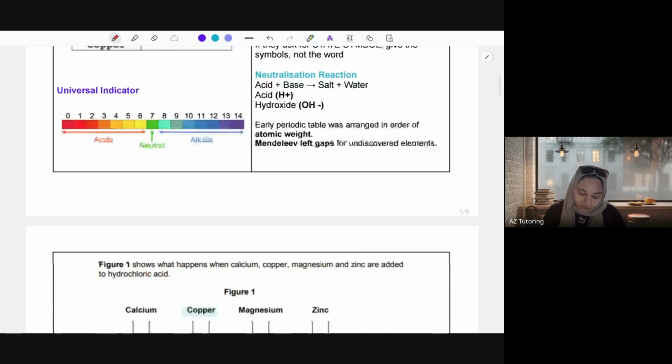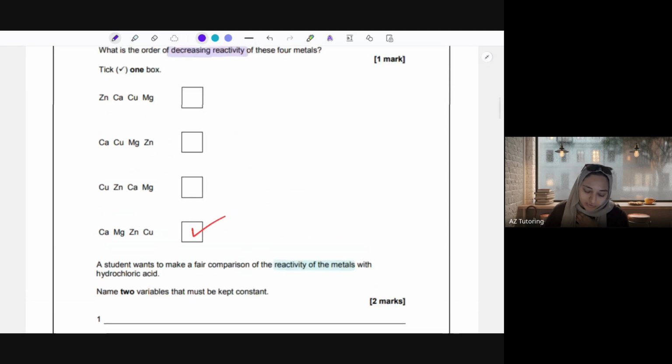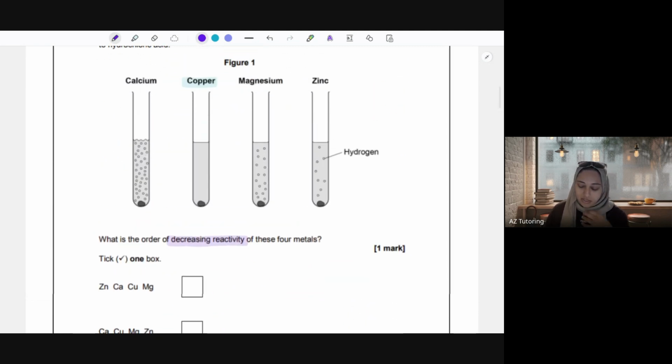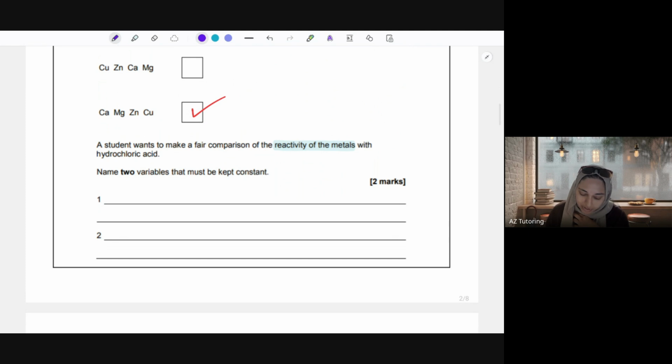doing. So looking at this question here, it says a student wants to make a fair comparison of the reactivity of metals with hydrochloric acid. So a fair comparison of the reactivity of metals is what they're trying to measure with hydrochloric acid. Name two variables that must be kept constant. Well, there's quite a few you could write, but just stick with just labeling two. Can you look for the amount of bubbles produced in the test tube? Yeah, in this case, if we were looking at dependent, you can count the number of bubbles that are probably being formed. Here, so it says name two variables that should be kept constant.